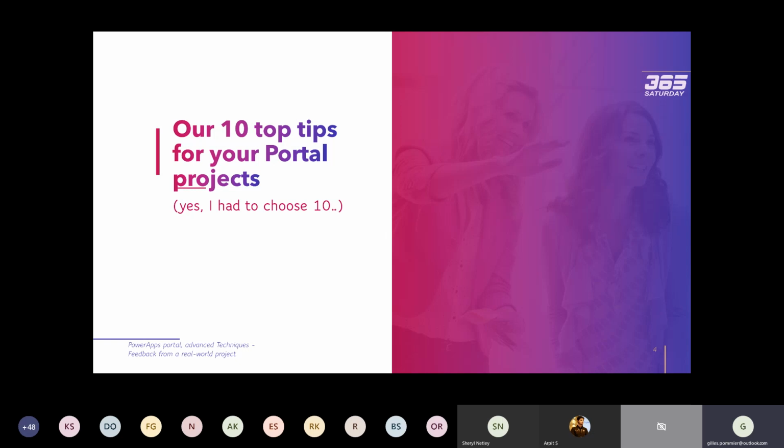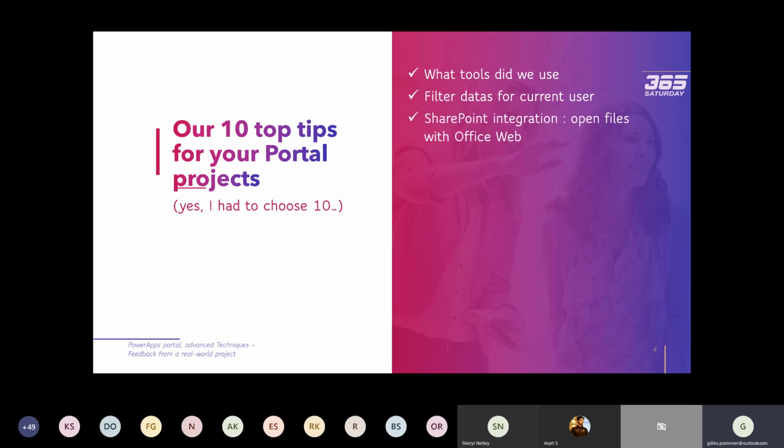The 10 top tips that I want to share with you today will be these. First, what tools did we use? Then how to filter data for the current user. Then talk about the SharePoint integration. For example, there was a business need to open files with Office Web. Then I will talk about the Power BI integration. There was a business need to create users in advance and send information to the user so that they can connect to the portal.